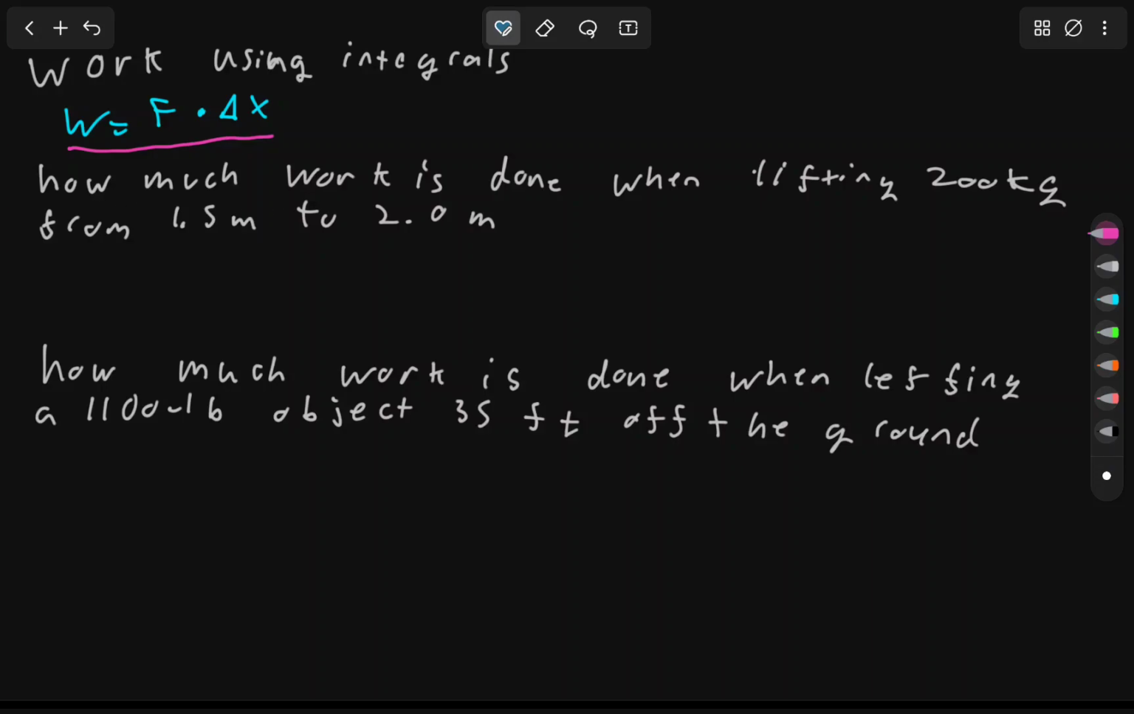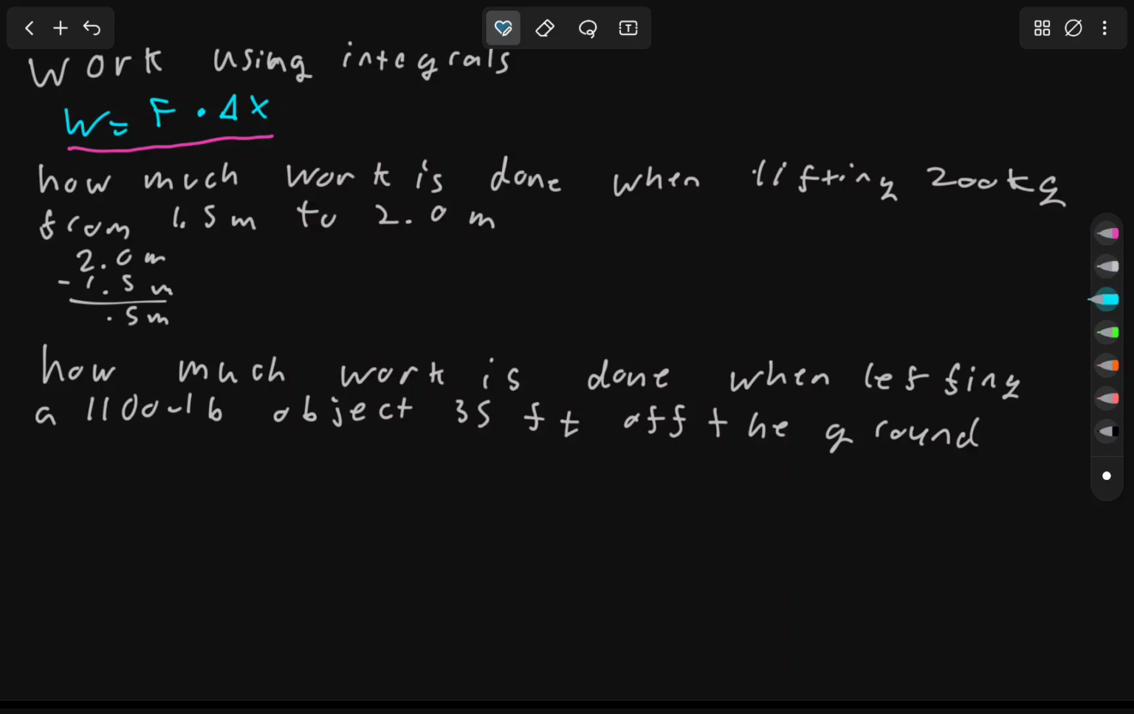So we might want to ask how much work is done when lifting a 200 kilogram object, I suppose, I didn't state what it was, from 1.5 meters to 2 meters. For this first one, we're going to find the change in x, or the distance between these two points. To find this, we just take 2.0 meters minus 1.5 meters, and we get an answer of 0.5 meters. However, how do we find the work?